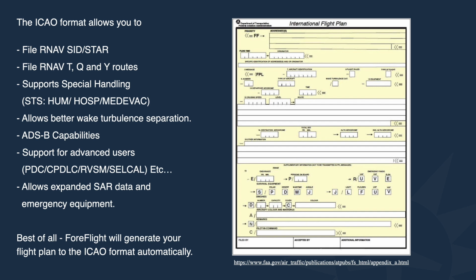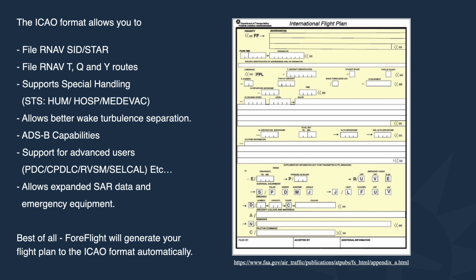It allows for better wake turbulence separation, and the ICAO flight plan allows you to designate what your ADS-B capabilities are. So we all know that the FAA mandated that you have to have ADS-B to operate in most controlled airspace now. The old NAS does not have a way for you to show what your ADS-B capabilities are. The ICAO also supports some of the features for the advanced users, such as pre-departure clearance, PDC, or CPDLC, etc.